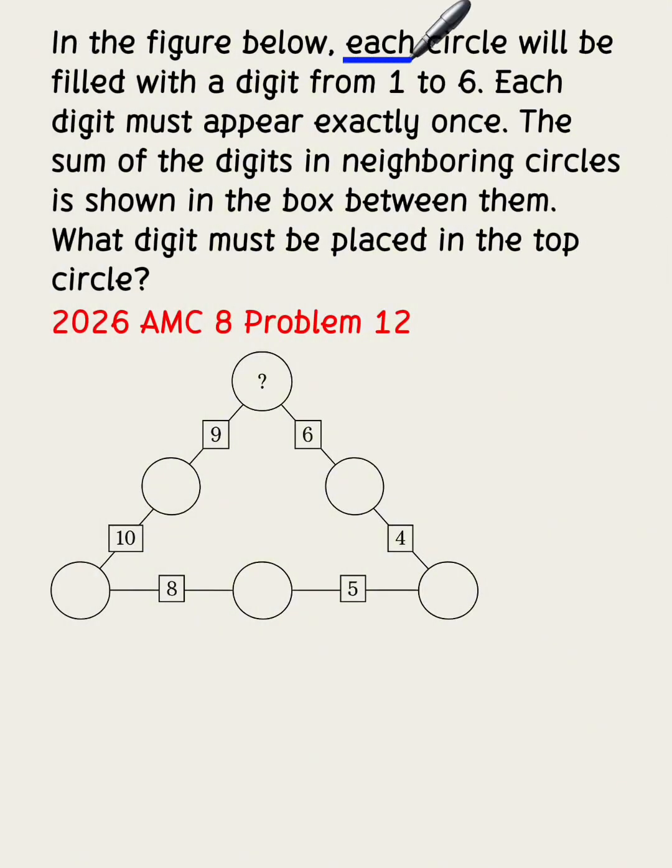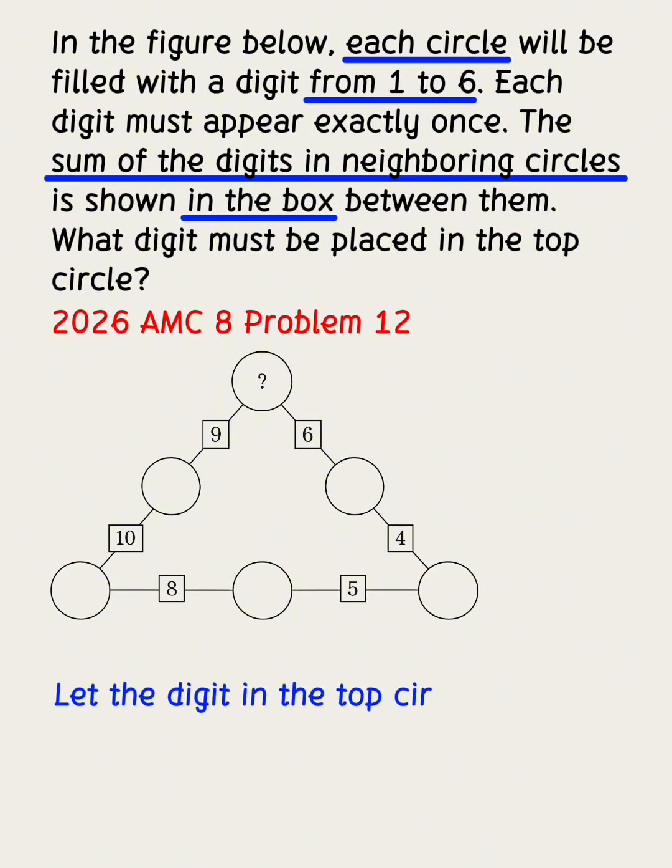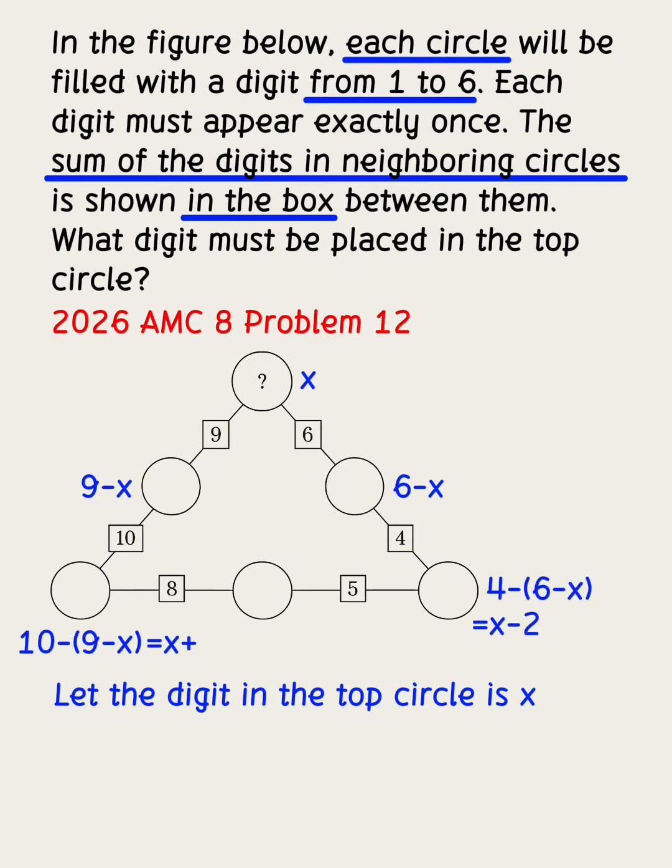As shown, each circle contains a different digit from 1 to 6. The number in each square is the sum of the numbers in the 2 neighboring circles. We need to find the number in the top circle. Finally, both paths lead to the same circle, so the values must be equal.